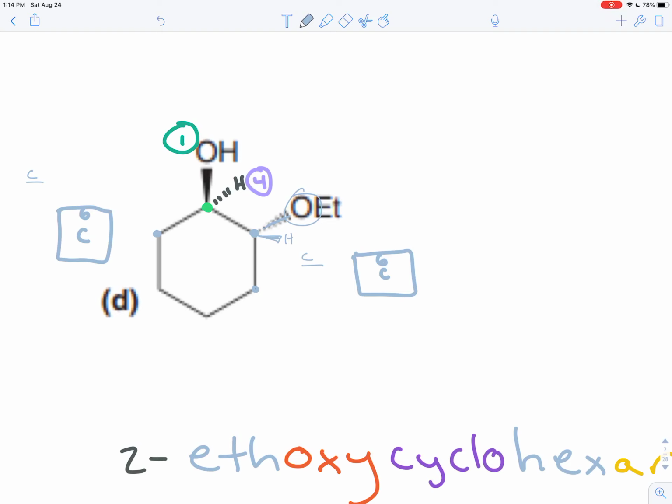Now we put this in the table in descending atomic number. Oxygen has the highest atomic number, and then carbon, and then hydrogen. So that is that carbon. Next, this carbon is bonded to one other carbon and 2 hydrogens. Notice I'm putting them in the table in order of descending atomic number.